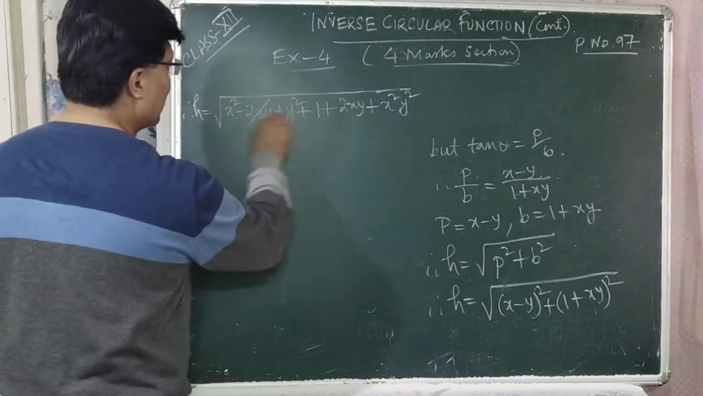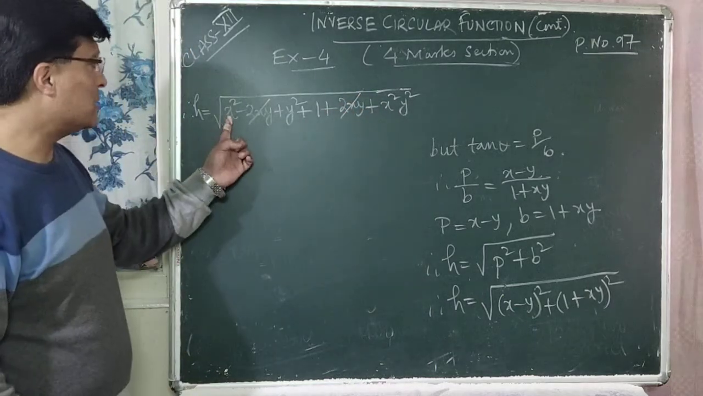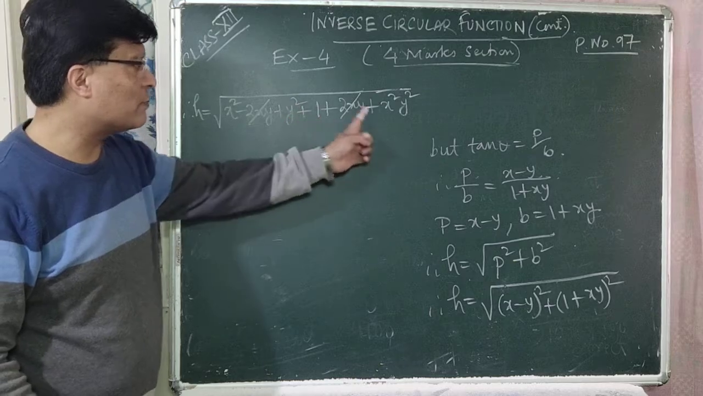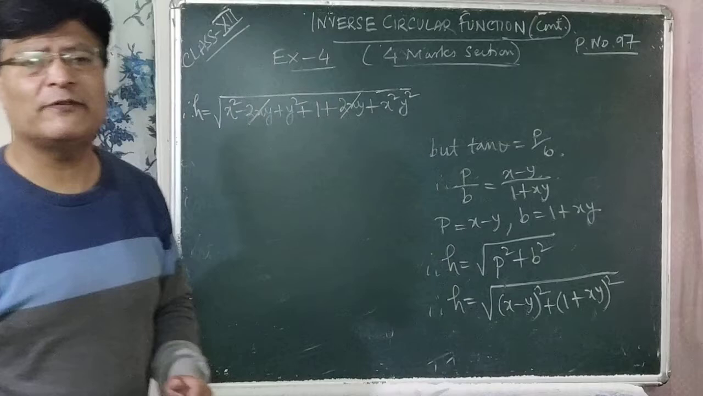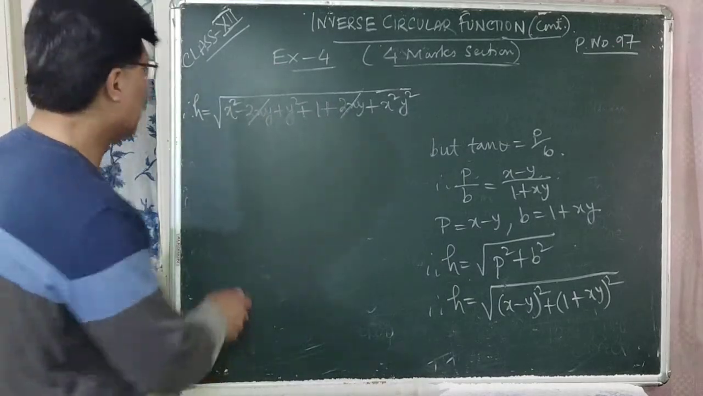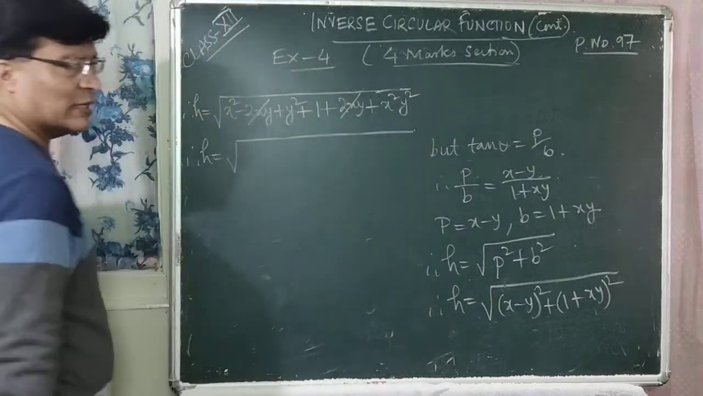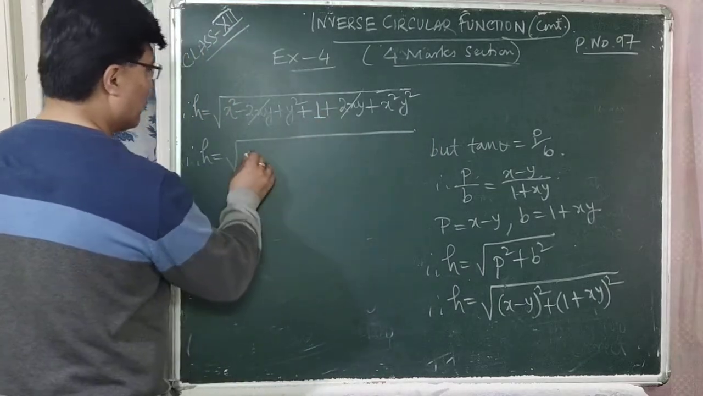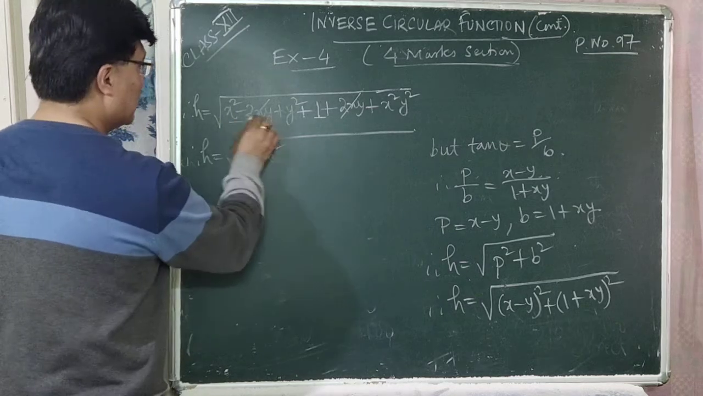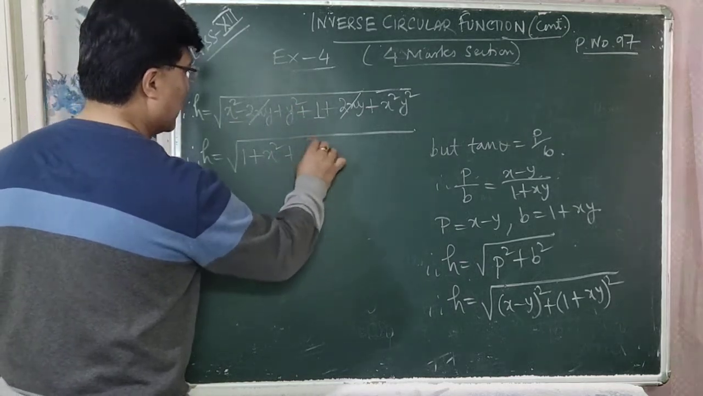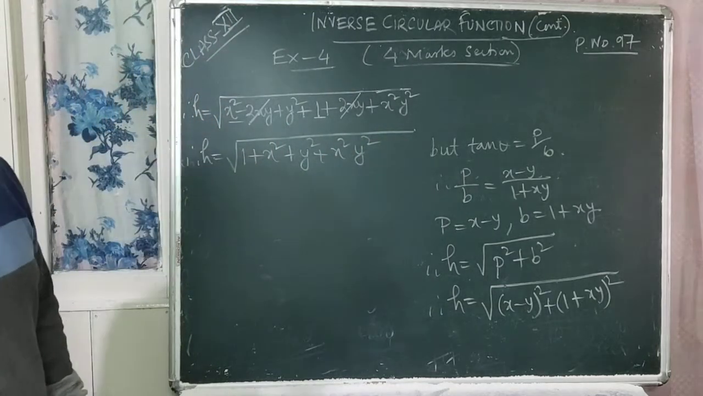So here you can cancel minus 2xy plus 2xy. So what are the remaining terms here? It is x square plus y square plus 1 plus x square y square. There are 4 terms there. These 4 terms can be factorized now. So how do you factorize it? Root over, you have to take the terms in pairs. Let's write 1 first. 1 plus, then write down x square, then plus y square plus x square y square, so that you can easily factorize it.